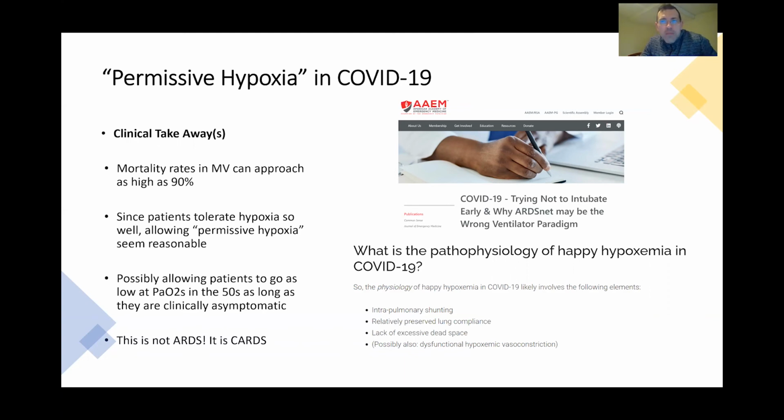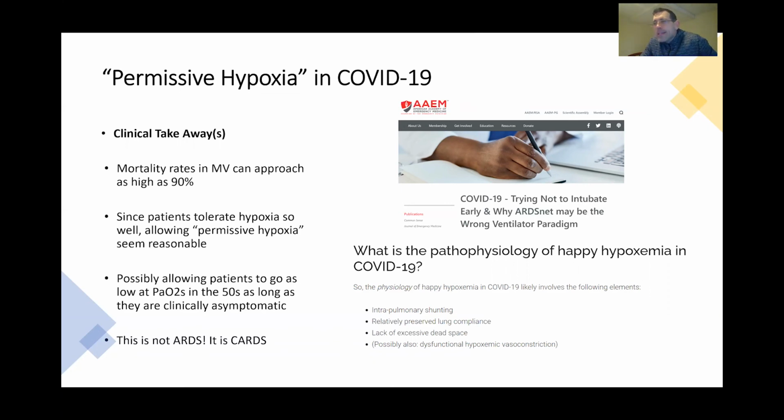I'm not really quite sure if it's that high, but the number here is listed just to show you that mechanical ventilation might not be the option. And then since patients tolerate hypoxemia so well, allowing permissive hypoxia seems reasonable. But then the question is how low do we go?